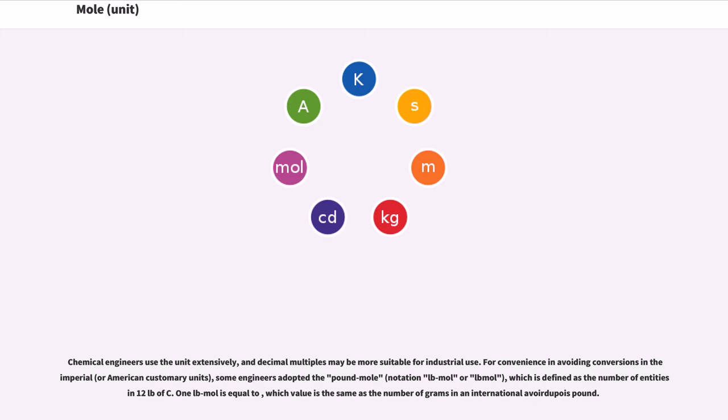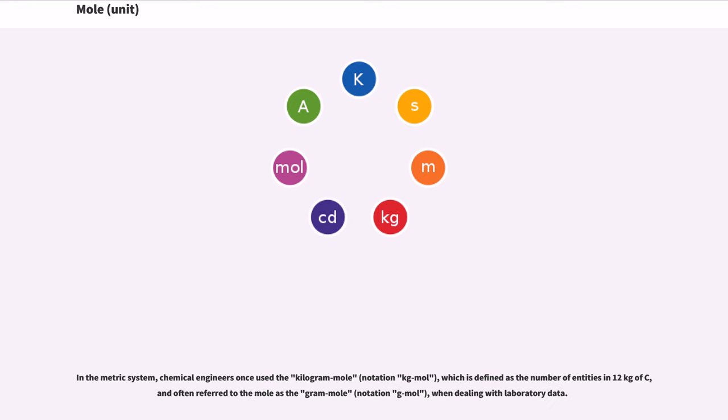For convenience in avoiding conversions into imperial or American customary units, some engineers adopted the pound mole, notation lb-mol, or old mole, which is defined as the number of entities in 12 pounds of C. 1 lb-mol is equal to 453.59237 mol, which value is the same as the number of grams in an international avoirdupois pound. In the metric system, chemical engineers once used the kilogram mole, notation kg-mol, which is defined as the number of entities in 12 kilograms of C, and often referred to the mole as the gram mole, notation g-mol, when dealing with laboratory data.